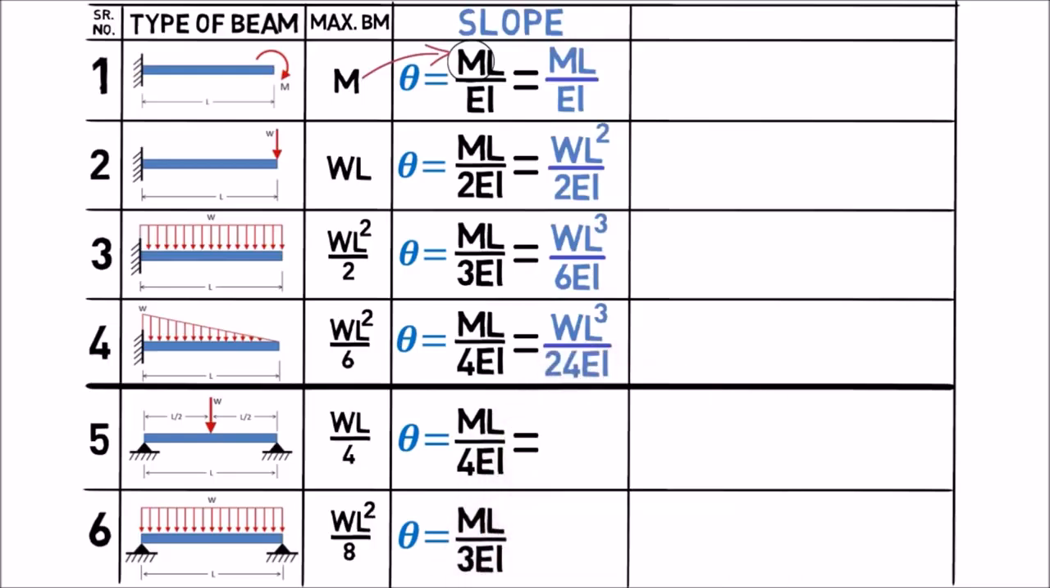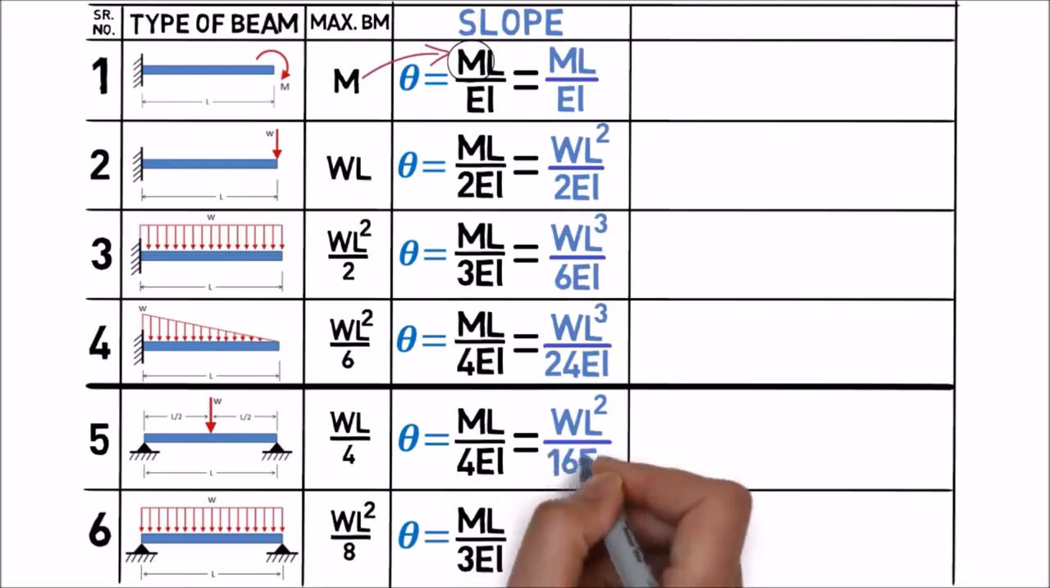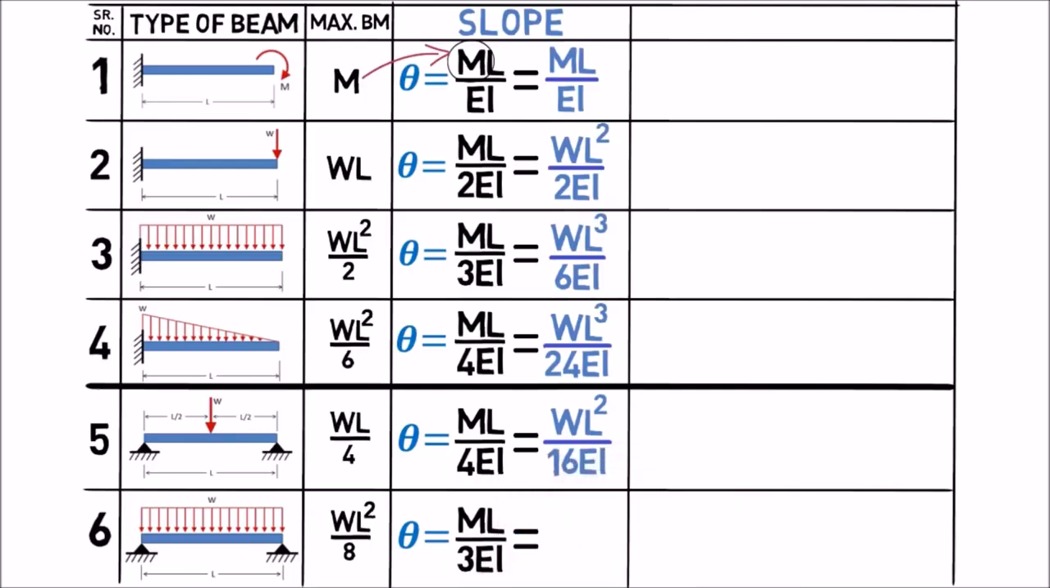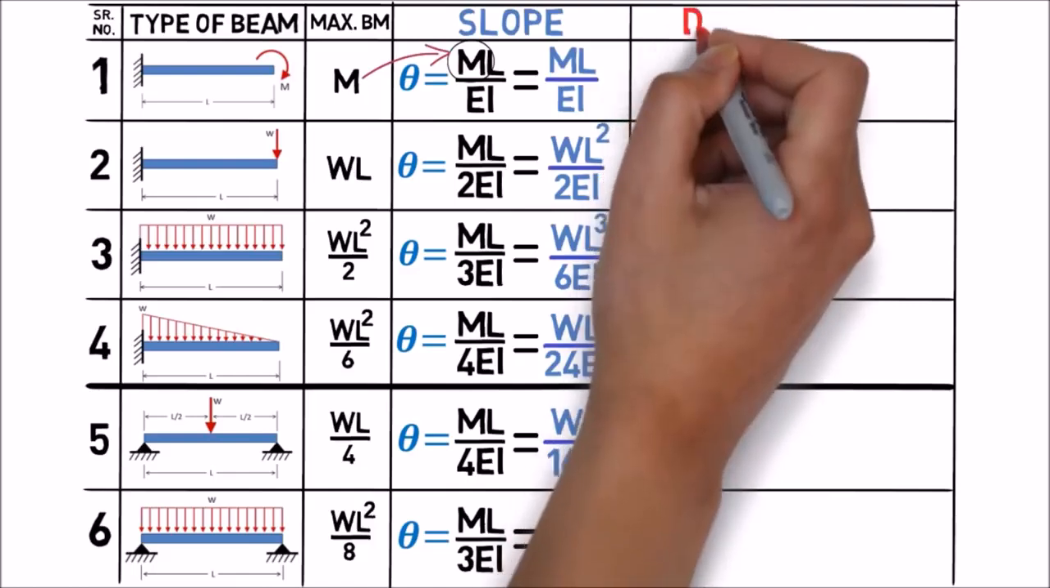For the fifth case, simply supported beam carrying a point load at mid-span, ML by 4EI, replace M by WL by 4, WL square by 16EI. For the sixth case, simply supported beam with UDL, ML by 3EI, replace M by WL square by 8, so we get slope as WL cube upon 24EI. One more thing you should observe that the slope of 4th and 6th case is same, WL cube upon 24EI, for the cantilever beam carrying a uniformly varying load and simply supported beam carrying a uniformly distributed load.